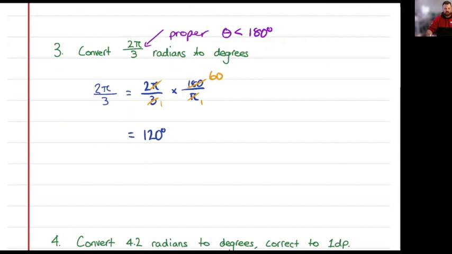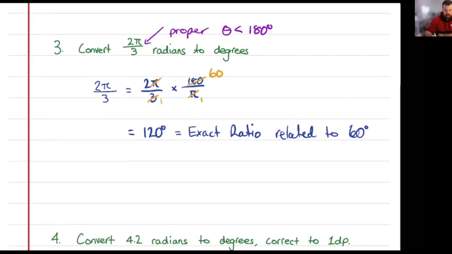Which is like I thought, because my fraction was a proper fraction. And notice that that one is equal to an exact ratio, right? And that exact ratio, we know it's related to 60 degrees. We know it's related to 60 degrees because it exists in that second quadrant there. Right, hopefully this isn't too much. Hopefully you guys are okay with this.